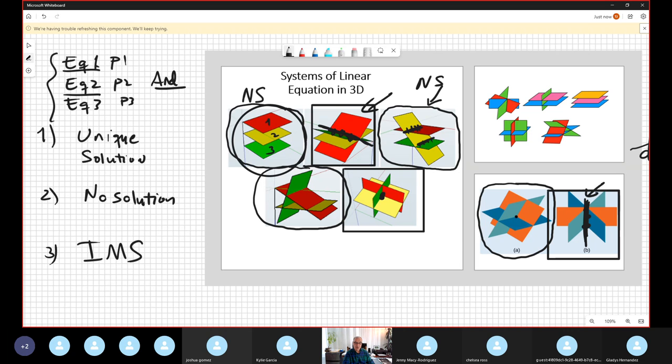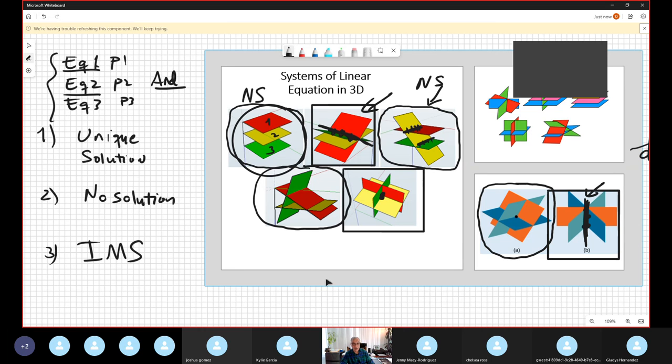Does everyone agree with Jenny or not? I suppose there is no solution again, Jenny. Let me explain why. By the same reason as before, this point is a common point between green and red. This point is a common point between yellow and red. This point is the common point between green and yellow. However, we have no common point between green, red and yellow. There is no common point among the three.